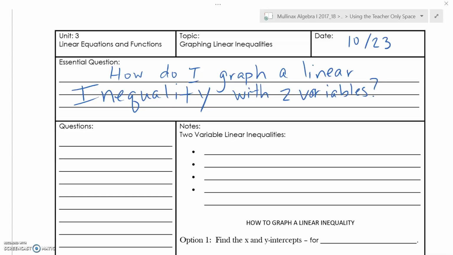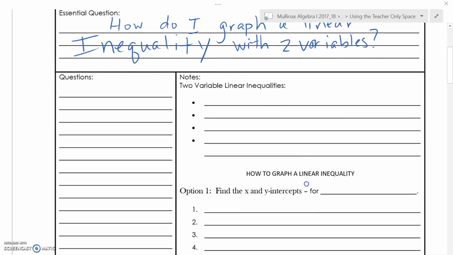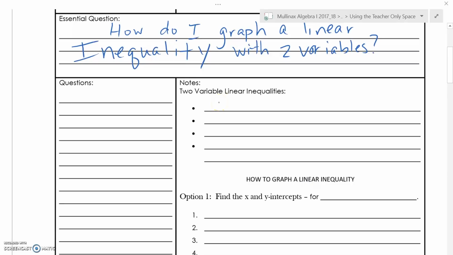Today we're looking at graphing a linear inequality, and we will use our understanding of graphing linear equations to do this. First, a few notes. We have two types of symbols that represent a line when we graph an inequality. Less than or greater than is a dashed line. Less than or equal to or greater than or equal to is a solid line.